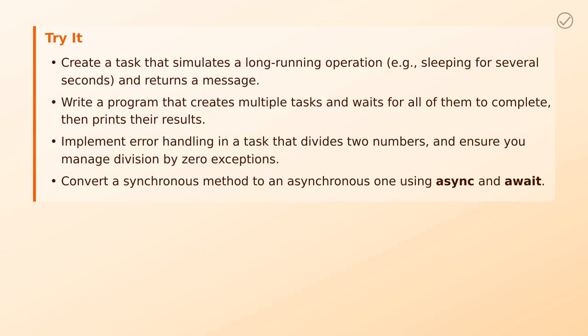Go ahead and work through this exercise. First, create a task that simulates a long-running operation, e.g., sleeping for several seconds, and returns a message. Also, write a program that creates multiple tasks and waits for all of them to complete, then prints their results. Also, implement error handling in a task that divides two numbers, and ensure you manage division by 0 exceptions. Finally, convert a synchronous method to an asynchronous one using async and await.